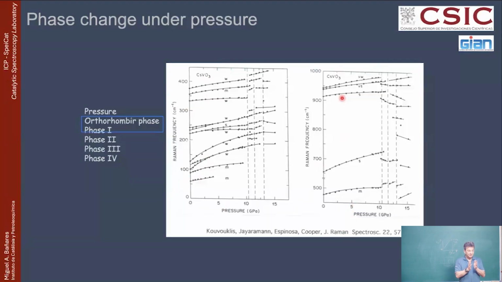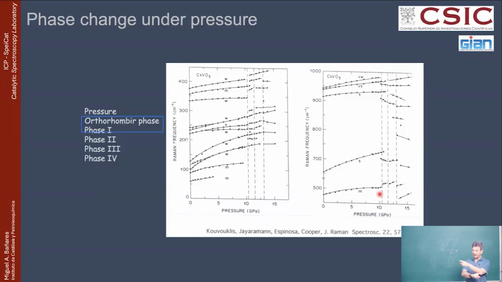But there is a moment that everything changes. For instance, if you look here above 10 gigapascals, some of the Raman bands disappear, and new Raman bands appear. New Raman bands appear here, here, here. So there is like a sudden change. Also here, for the higher frequency, you see that. Why is it happening?